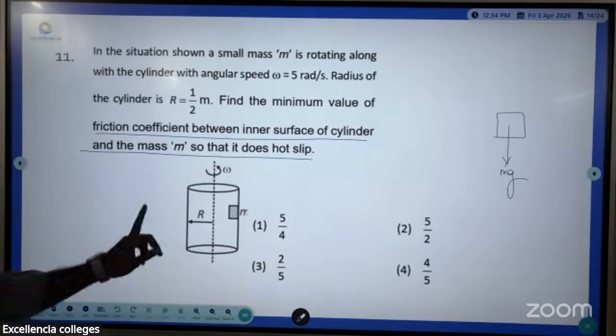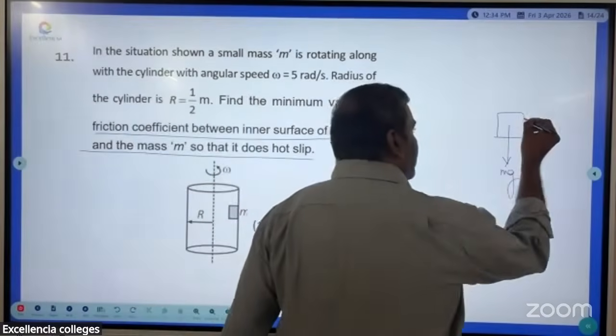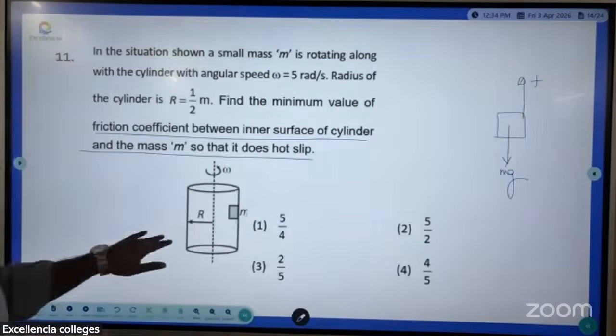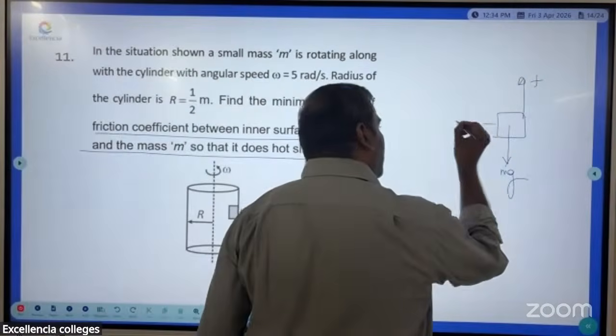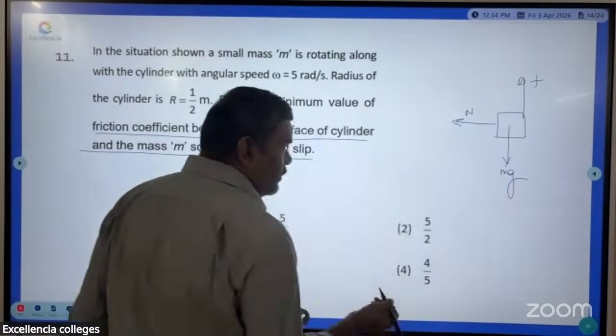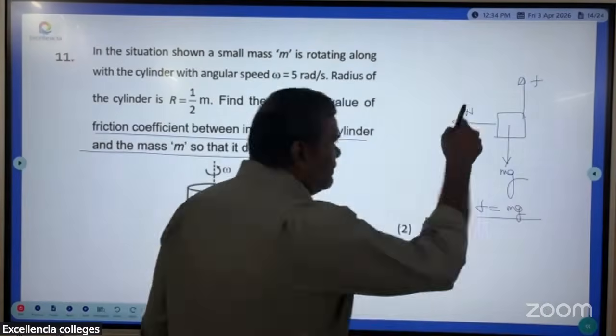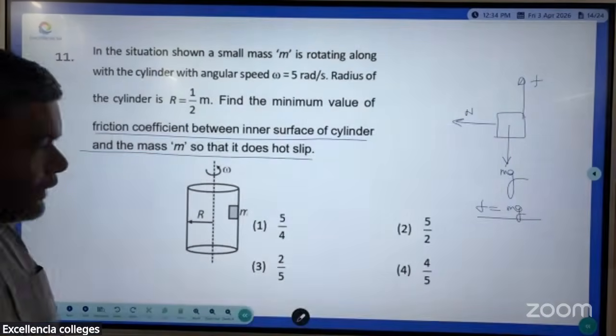You don't have to slip it. Okay, so mg here, and there should be a friction here. That friction should ensure that it doesn't fall. Along with that, there will be a normal contact force on the wall in this kind of way. If it doesn't fall, then the friction required must be equal to mg. If everything is equal to mg, it will not fall.